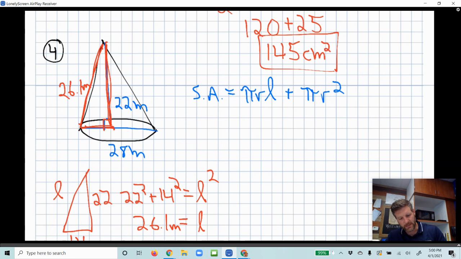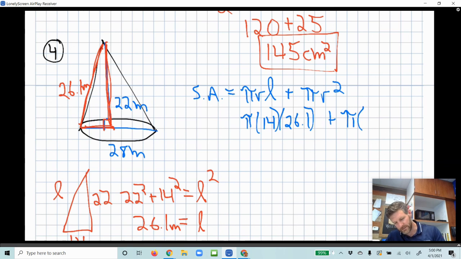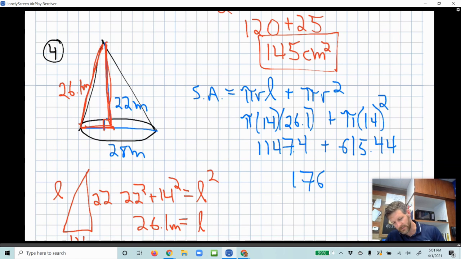So now I can begin to plug things into my formula. Pi times the radius. Careful, radius is not 28. The diameter is 28. So we cut that in half. My radius is 14, and my slant height is 26.1, plus pi times my radius again, 14, squared. Okay, if we crunch the first half, which is again the lateral area, we get 1,147.4 plus a base of 615.44 for a grand total of 1,762.8 meters squared.